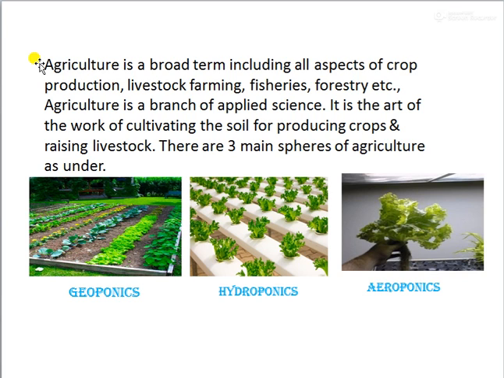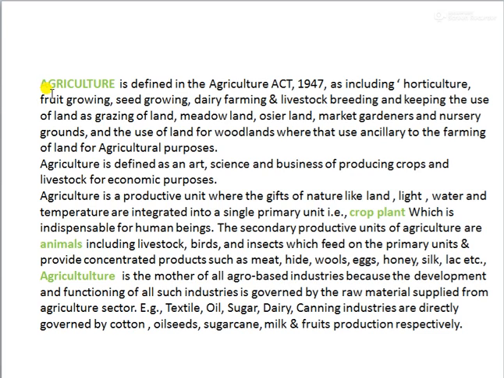Agriculture is a branch of applied sciences. It is the art of the work of cultivating the soil for producing crops and raising livestock. There are three main spheres of agriculture as under. First one is geoponics, that is cultivation on the earth. Hydroponics, that is cultivation in water, which is mineral enriched water, and aeroponics, cultivation in air. Agriculture is defined in the Agriculture Act 1947 as I already told you.